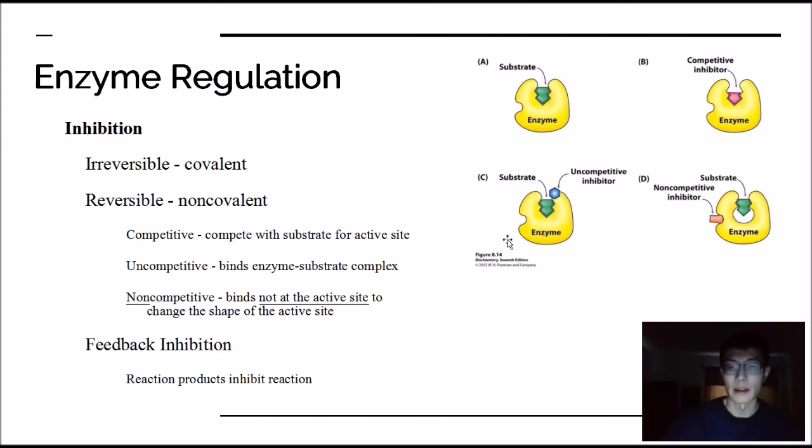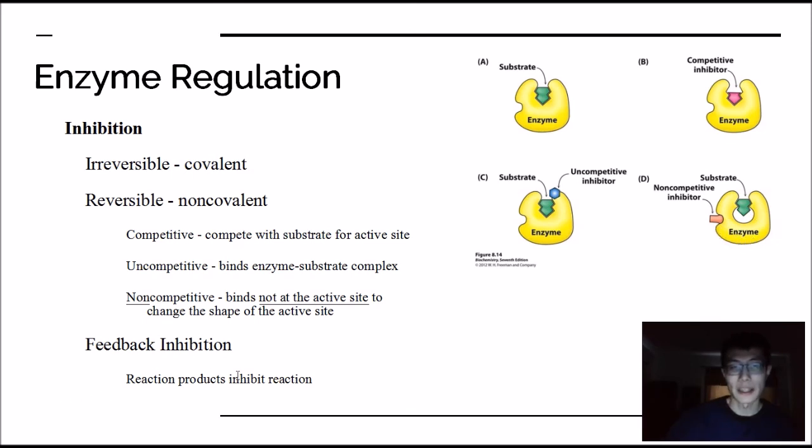On the opposite hand, you also have other types of reversible inhibition, and one of them is uncompetitive. Uncompetitive inhibition is where you have an inhibitor that binds to the enzyme-substrate complex. And then finally, you have non-competitive inhibition, where an inhibitor binds to the enzyme at another site, not the active site, to change the shape of the active site.